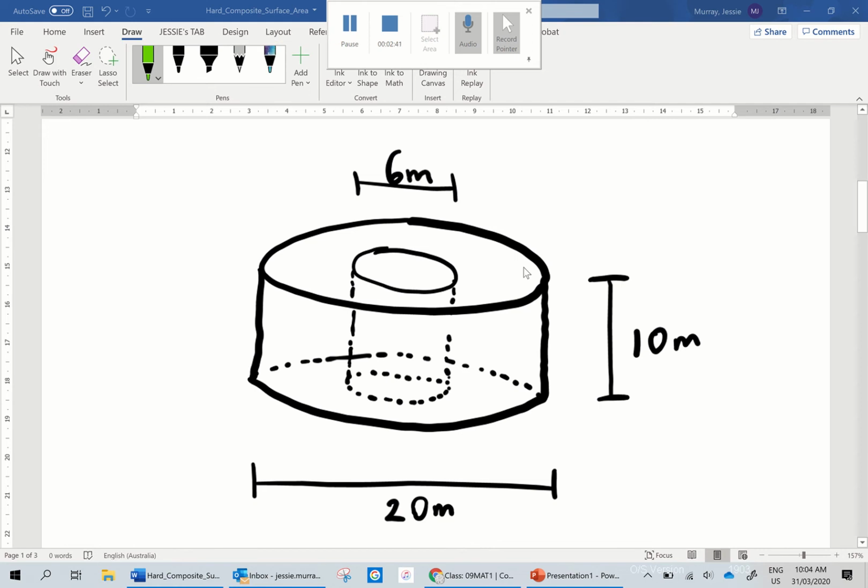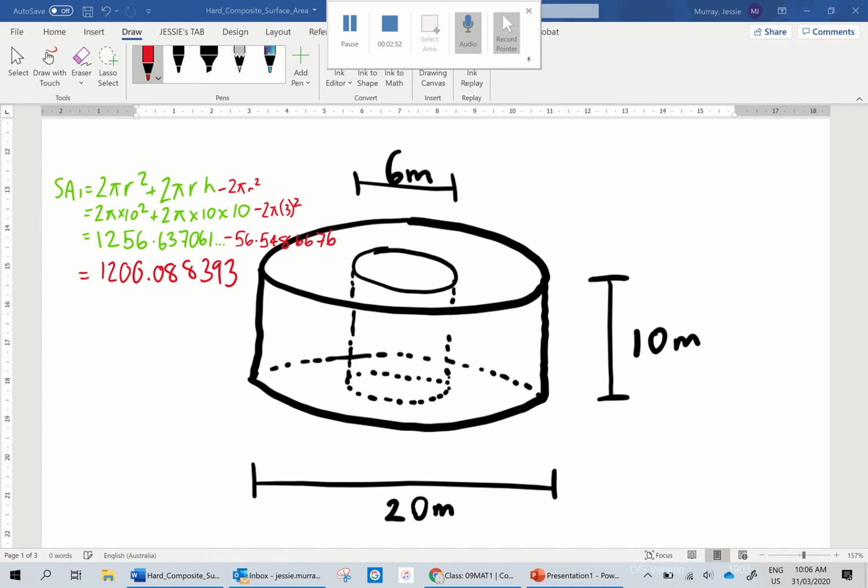Straight away, think about painting it. What do I have to paint? I have the entire outside plus the hollow part of that smaller cylinder. So surface area 1 is my big cylinder. I do the entire surface area of my big cylinder, but I have to be mindful that I need to subtract off the small circle from my big cylinder, because I'm not painting that part, it's hollow there, which is what my little 2 pi r squared is. So I subtracted 2 pi r squared off that, and I got that.